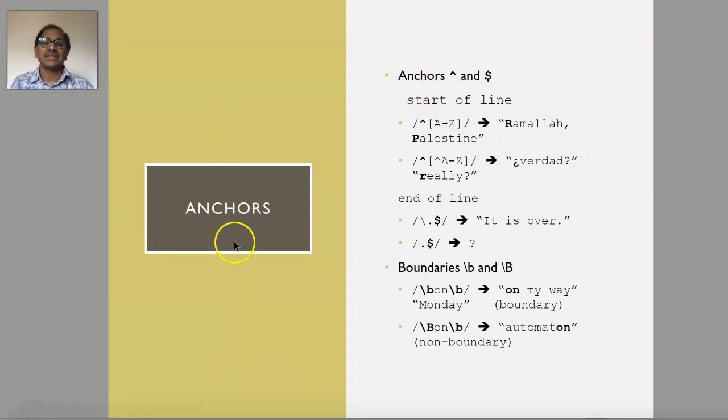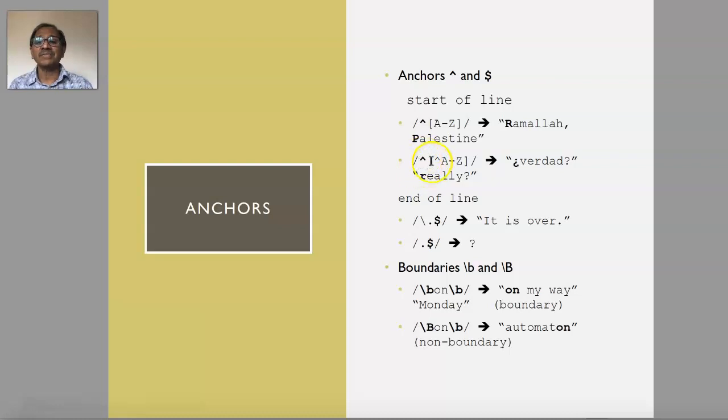Let's look at some anchors. What are anchors? Anchors are special characters that relate the regular expression to a particular position in a string. The two anchors which we are using here are the caret sign and then the dollar. Caret, we have already seen that it represents negation. Right? Now, it has a different meaning too. It can also mean initially, that is the start of a line. So if I use it like this, it can mean that any character A to Z is in the beginning. So R or P.